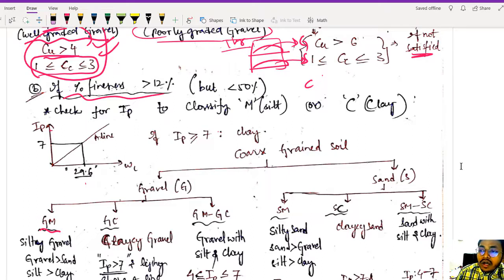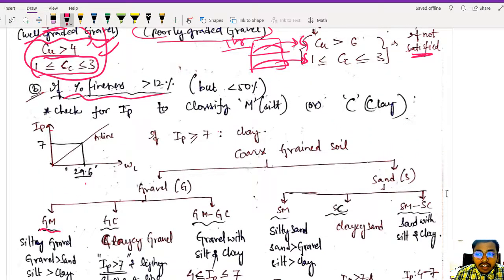Okay, so one more thing, sand is represented by S, right? So silt we cannot represent by S anymore, because S has already been taken by sand, so silt we are representing by M. Okay, silt is represented by M. Things are clear. Now let us continue with percentage fineness when it is greater than 12.